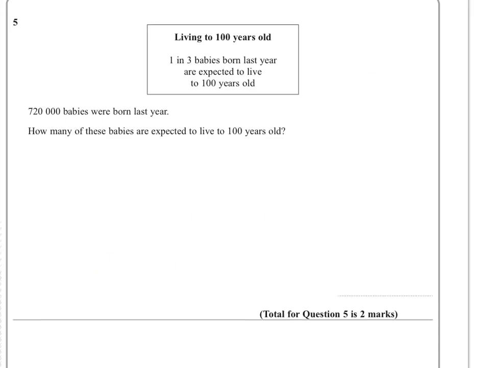Question 5. It says here that there were 720,000 babies born last year, and it says 1 in 3 of them are expected to live to 100 years old. Well, 1 in 3 is the same as 1/3, so we want 1/3 of those babies would be expected to live to 100 years old. And how would you do that on the calculator? Well, there's a couple of ways.